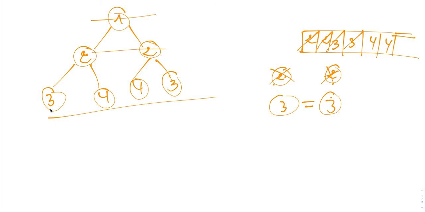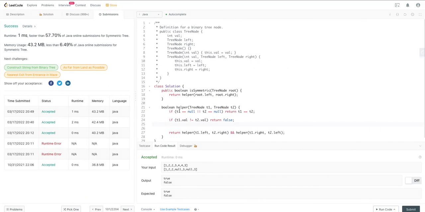And now we can add the left of 3, that is null, with the right of 3, that is null again, and we're going to have a lot of nulls here. And we're going to continue the process until we have no more nodes in our queue.